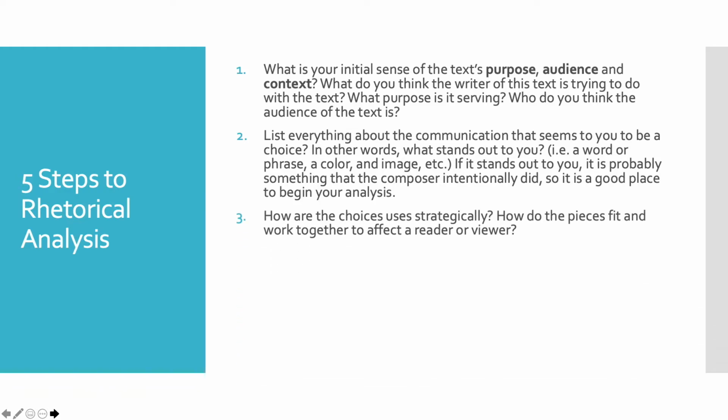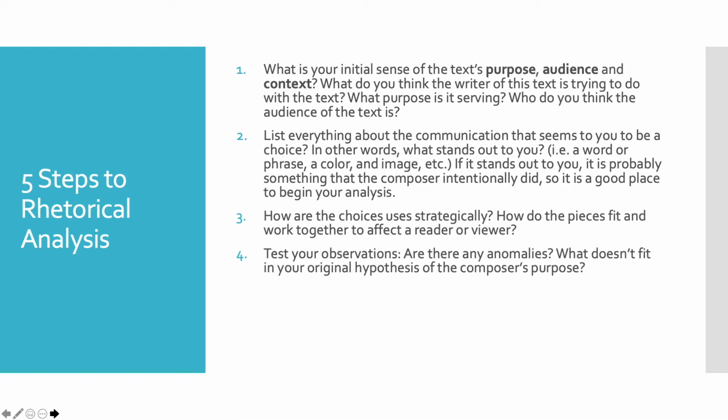The next thing you want to do is think about how those choices that you pulled out are used strategically. How do the pieces fit together? How do they work together to affect the reader or the viewer? And then you can test your observations. If you say, I have this list of the things that I think the writer did in order to achieve their purpose for their audience, I've established how they used it strategically and how they fit together in order to create the effect for the reader.